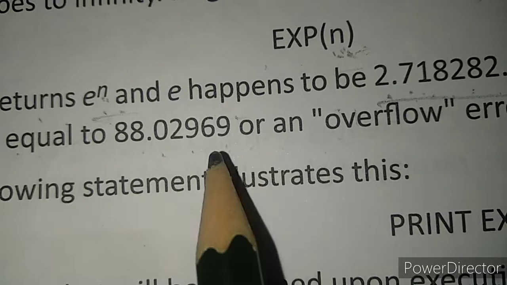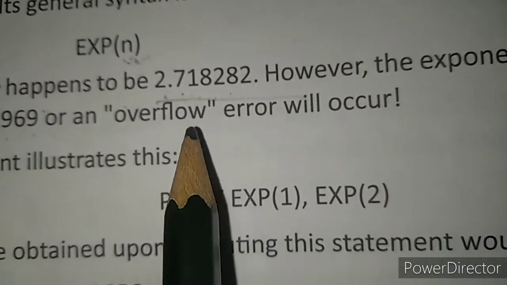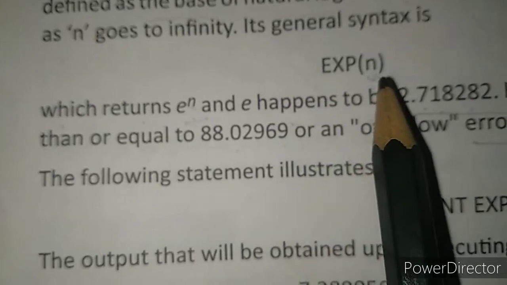It means the maximum value of n must be 88, not more than 88.02969. If it becomes more than that, overflow will take place. It means the memory will be consumed and no exact answer will be given, right? Therefore an overflow error will occur. That is why this function is used in mathematics, right? The following statement illustrates this function.